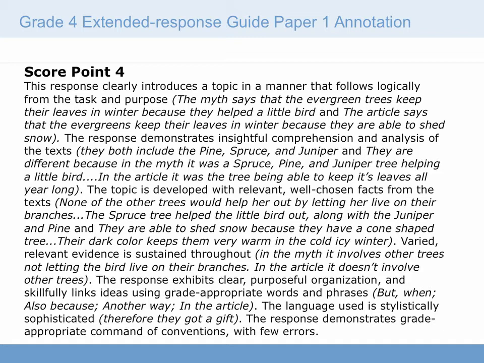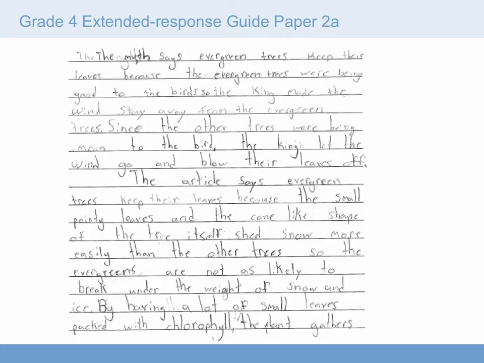So this paper was rated a 4 in every single criterion. It's not necessary that a paper be rated 4 in every single criterion to get a 4, but in this case, the student does it. Guide paper 2 is the second 4.